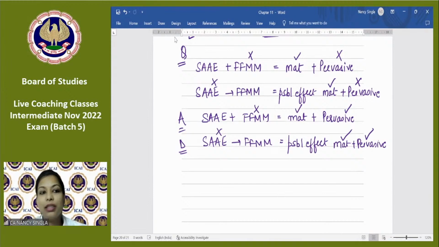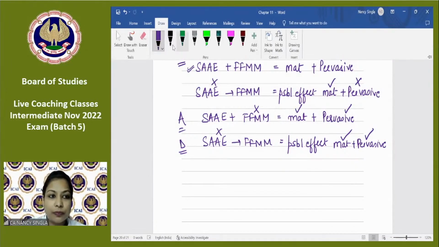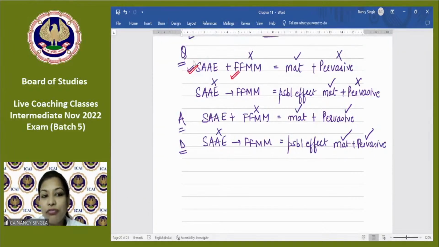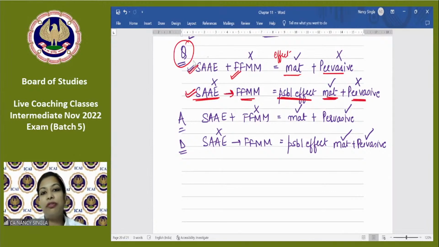So when the auditor obtains sufficient appropriate audit evidence that the financial statements are not free from material misstatement and the effect is material though not pervasive, he'll give a qualified opinion. When he is unable to obtain sufficient appropriate audit evidence as to whether the financial statements are free from material misstatement and he concludes that the possible effect of such misstatement is material but not pervasive, then again he'll give a qualified opinion.